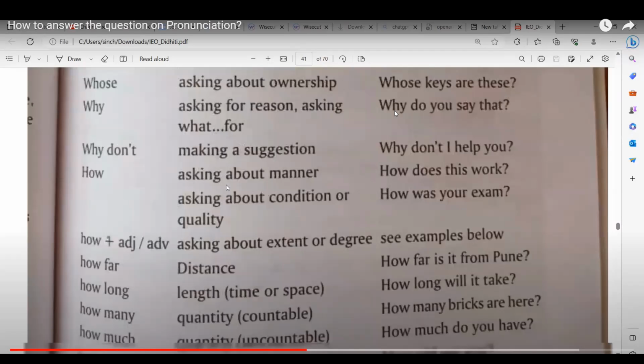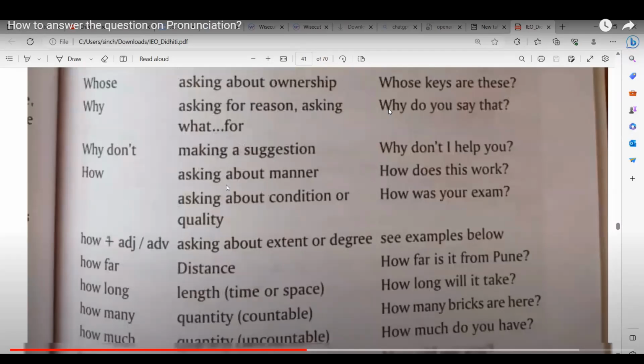Okay. Now you tell me. Rajdeep, give me an example with why, beta. Why are you angry? It's not why did you angry. Why are you angry? Okay. Now Udit, give me an example with why. Why are you making noise in the class? Very good.